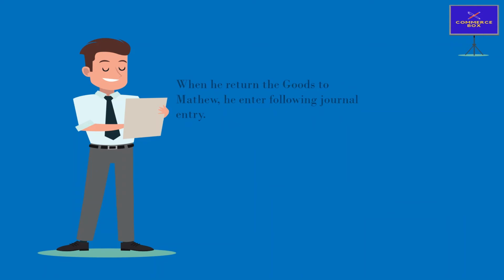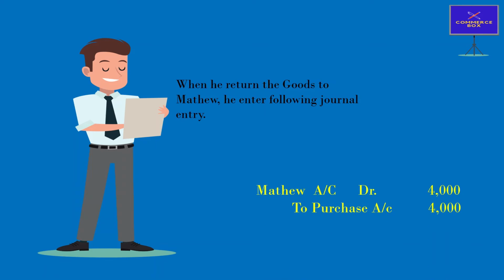When Mr. George returned the goods to Mr. Matthew, Mr. George passed a journal entry in his books of account: Matthew account debit rupees 4,000, to purchase account. At that point, when he reduced his creditors by rupees 4,000 by debiting Mr. Matthew's account, he needs to issue that debit note because he debited Mr. Matthew's account.